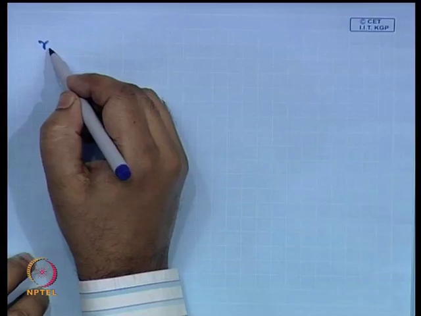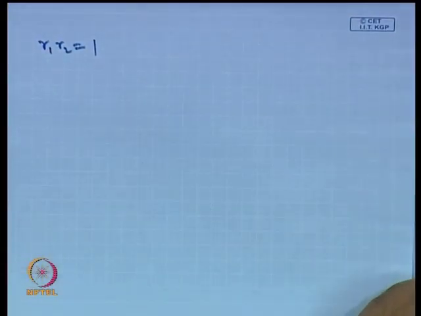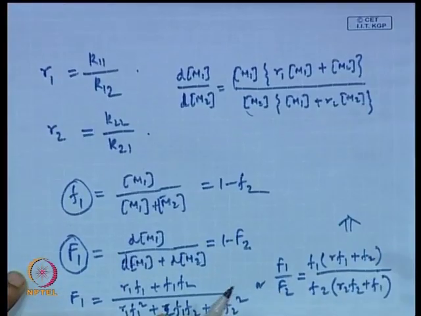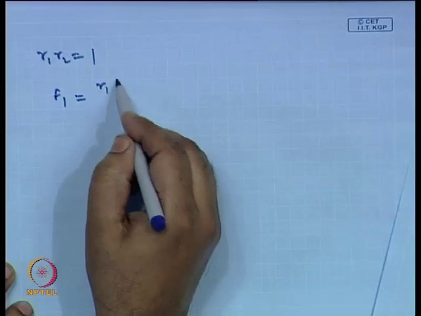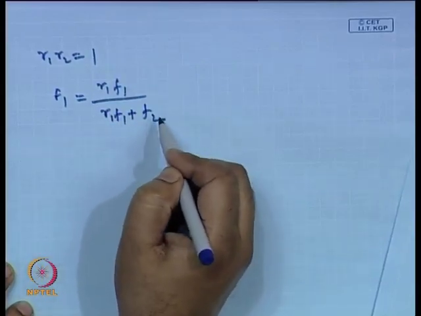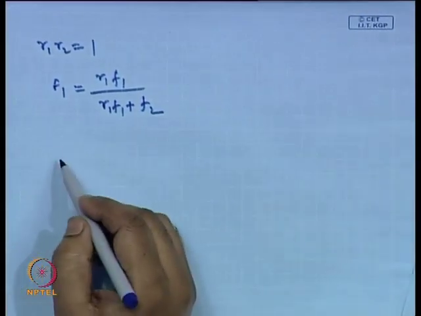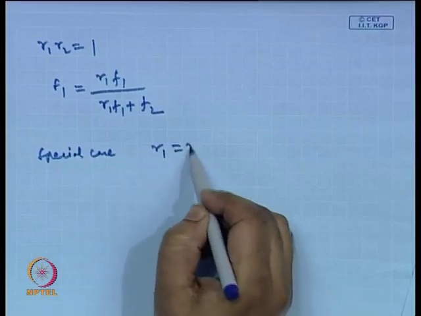Now, we can simply write R1 and R2 as 1 and use that in this expression, and we can write F1 equals R1 F1 over F1 plus F2. Now, a special case where R1 and R2 are both 1.